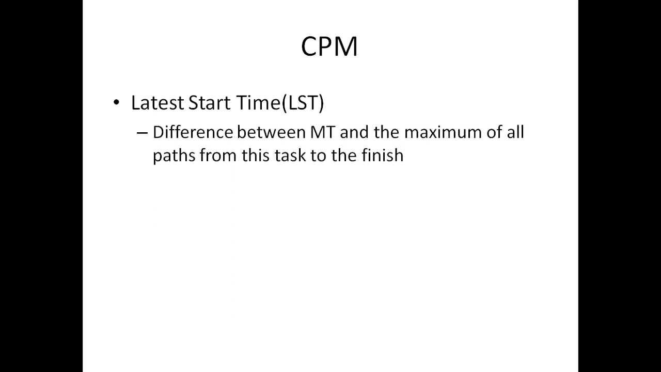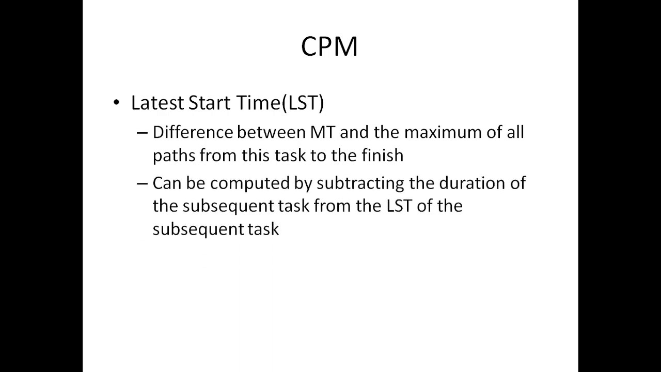Then we have another time called latest start time. It is the difference between the minimum time and the maximum of all paths from this task to the finish. It can be computed by subtracting the duration of the task from the LST of the subsequent task. We will see how to compute all these in the example. So this is actually the definition.